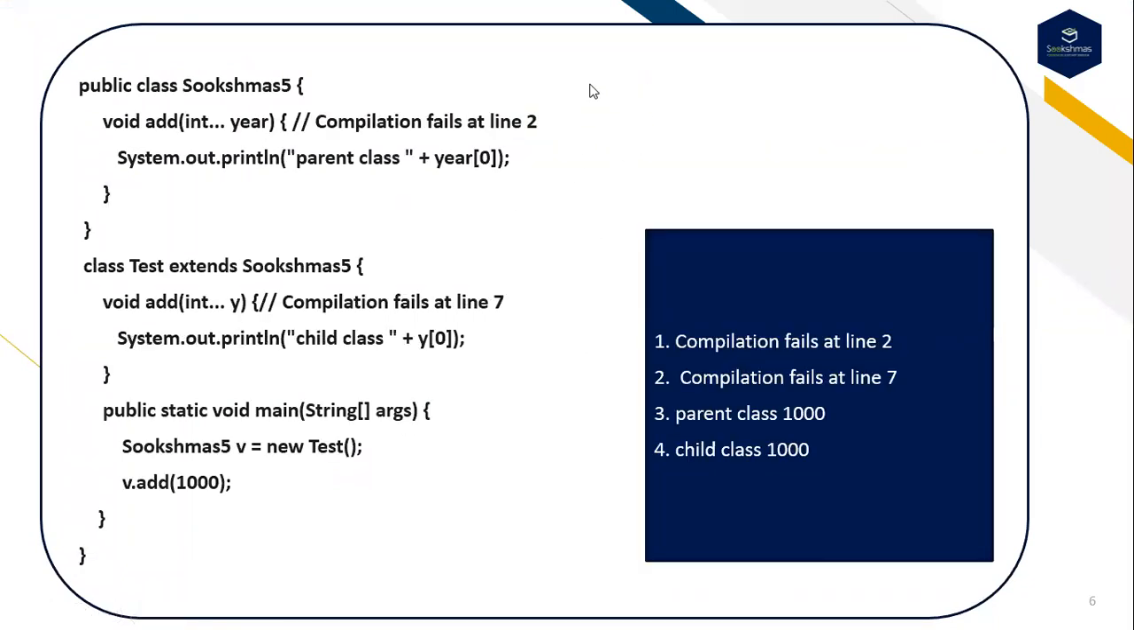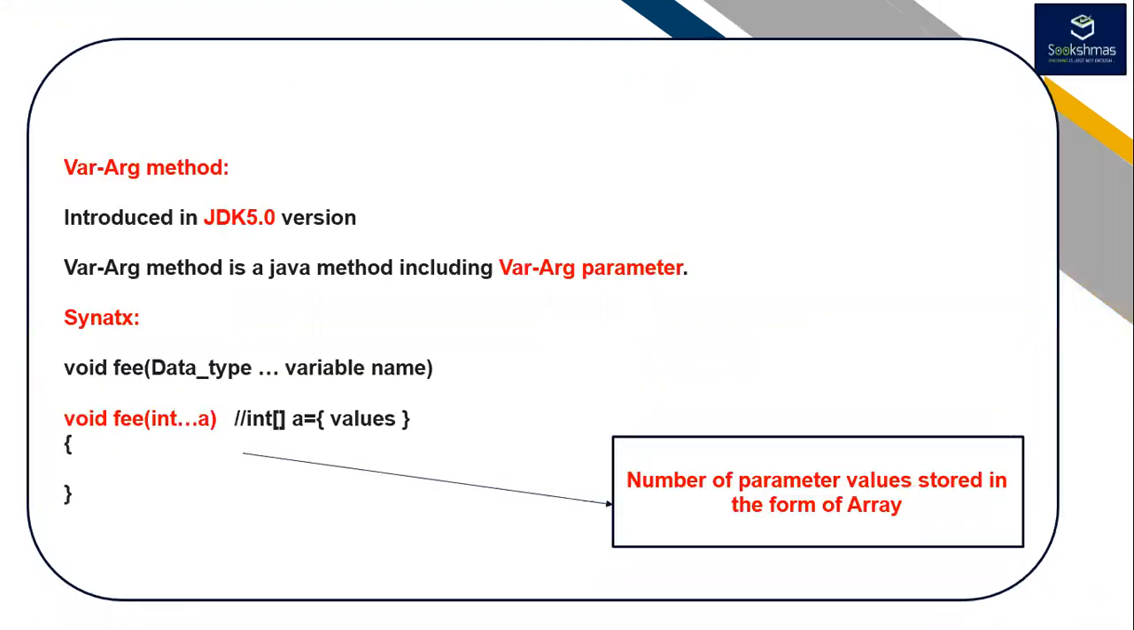This is nothing but the variable argument question. This concept belongs to variable arguments. So first, before that, you should understand what exactly variable argument methods are. Variable arguments were introduced in Java JDK 5.0. A variable argument method is a method that accepts a variable number of parameters. This is the syntax: void fee, followed by the data type, followed by three dots, and followed by the variable name. How exactly it looks: void followed by fees as the method name, int followed by three dots followed by a.